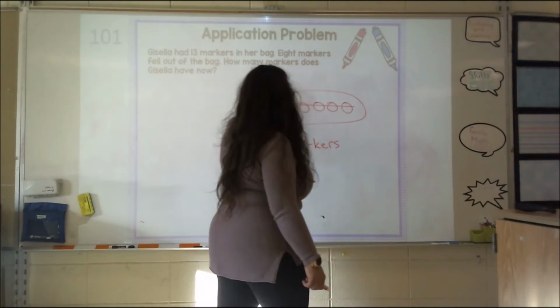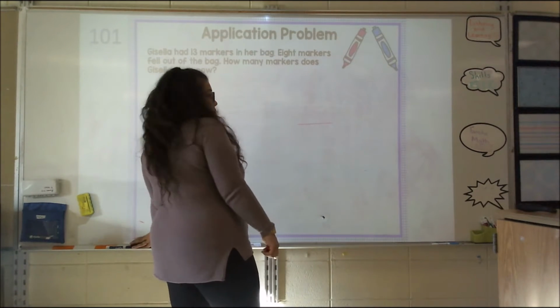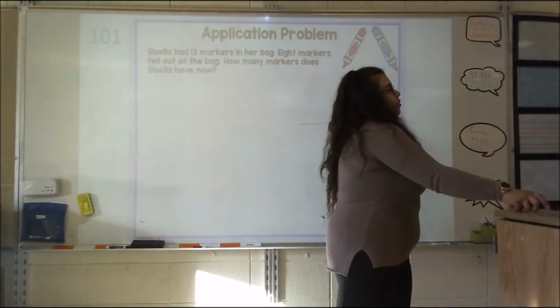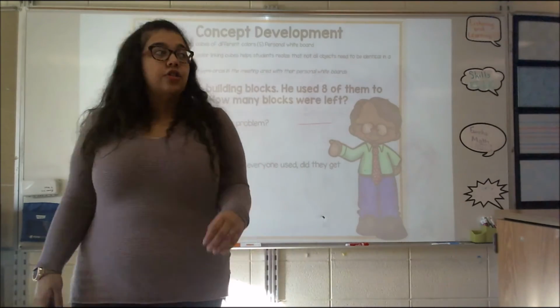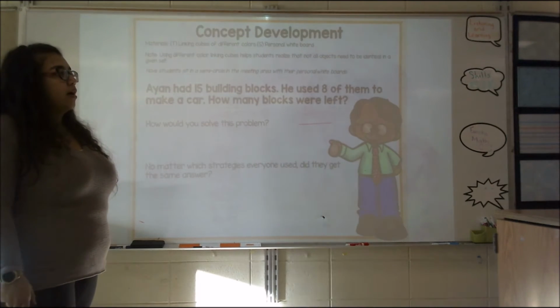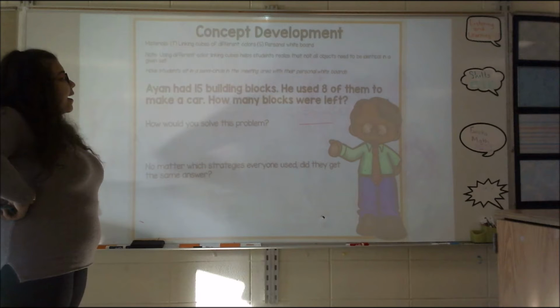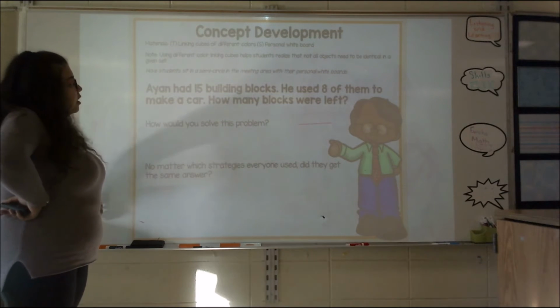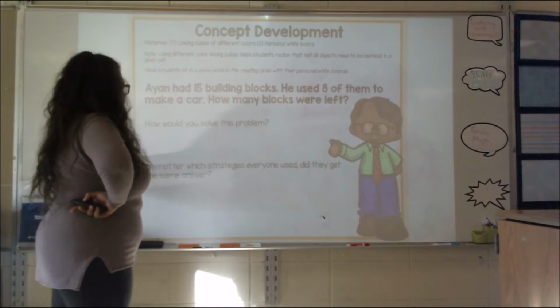So what are we working on today? We're still subtracting. We're going to do some more with the number bond model without pictures, on some word problems. So we see that Ian had 15 building blocks. He used 8 of them to make a car. How many blocks were left?